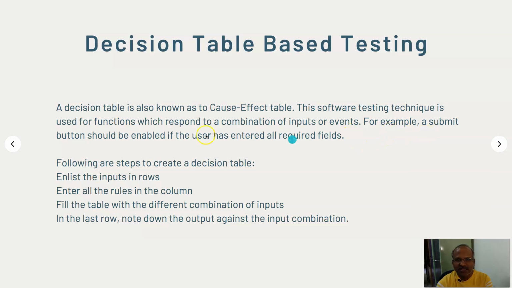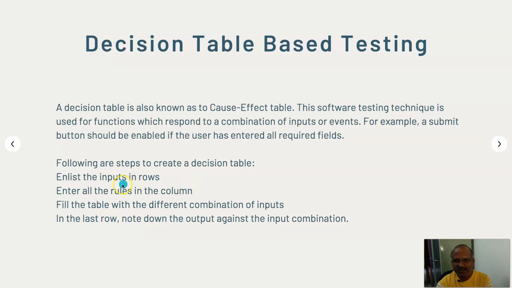For example, the submit button should be enabled if the user has entered all required fields. Suppose you are testing a form, your submit button is only enabled when all the required fields are inputted, right? So if you have 3 fields like first name, last name and email, you want the user to enter first name, last name, email before you enable the submit button. So this is kind of a decision table. If any of those fields are not entered, the submit button will not be enabled, right? So it's the input cause and effect, right?